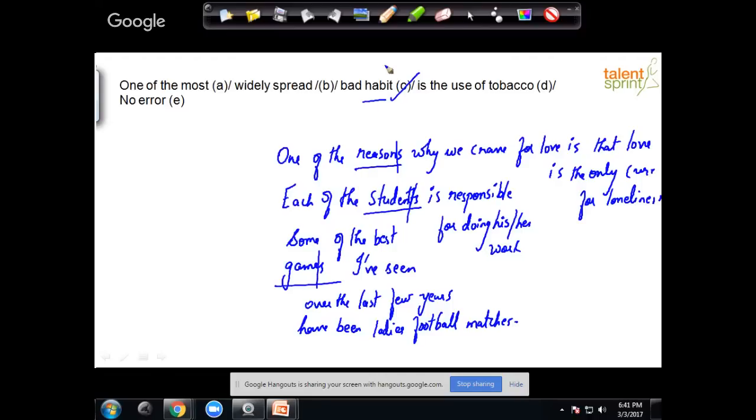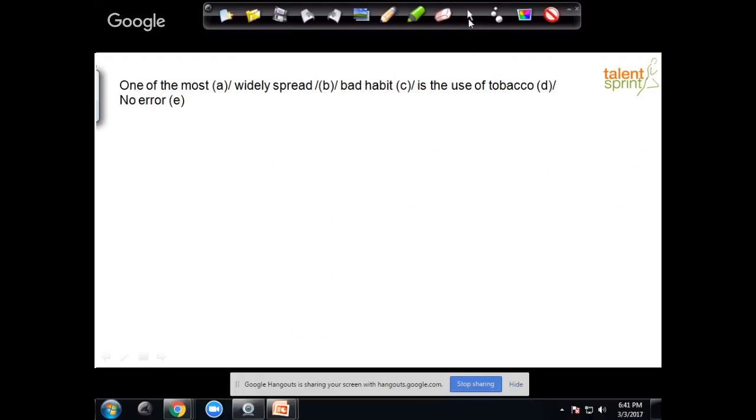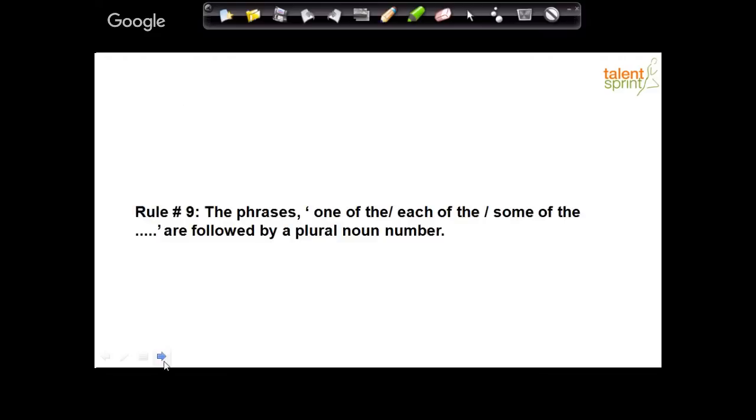So here I need habits. So what sort of an error is this? You just need to remember this. This is a rule. The phrase one of the, each of the, some of the is always followed by a plural noun. That's rule number 9. Okay, moving on.